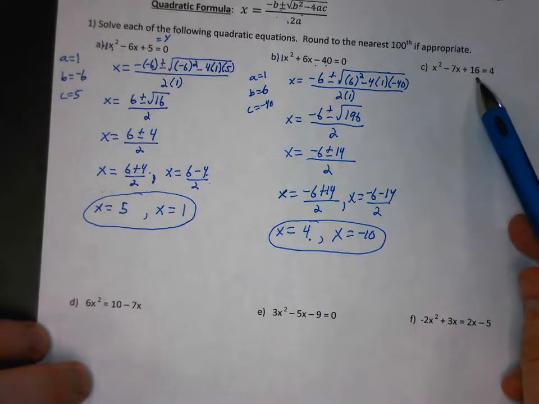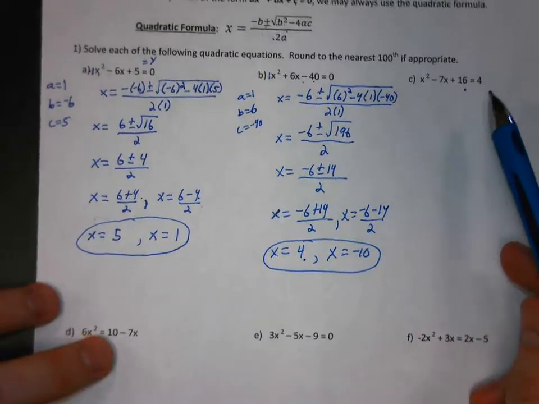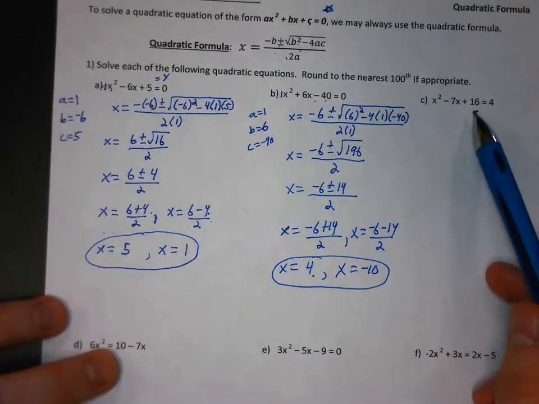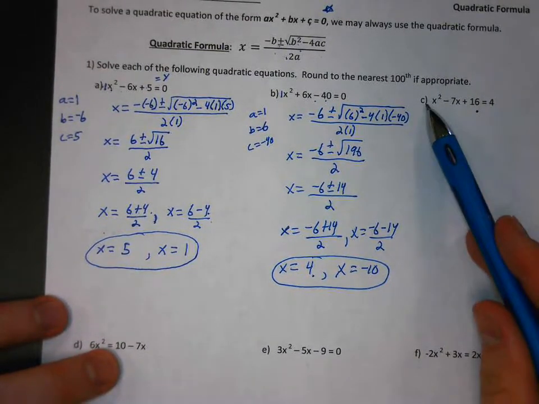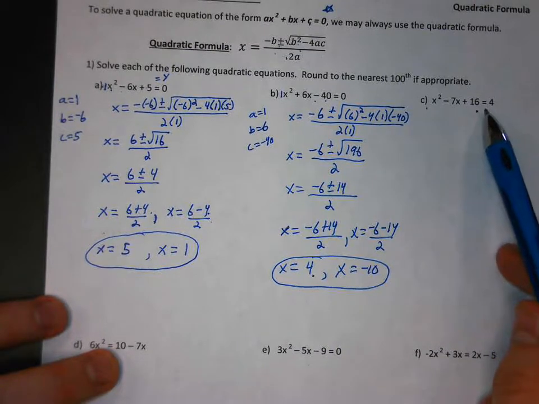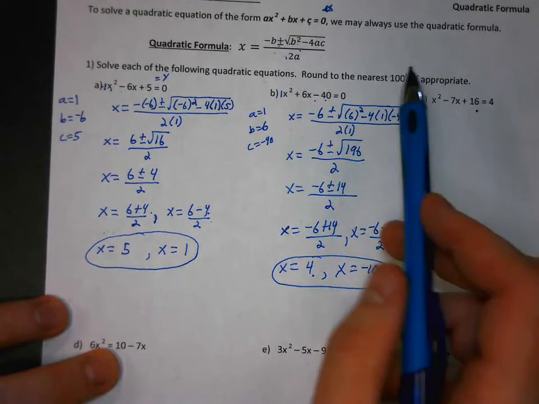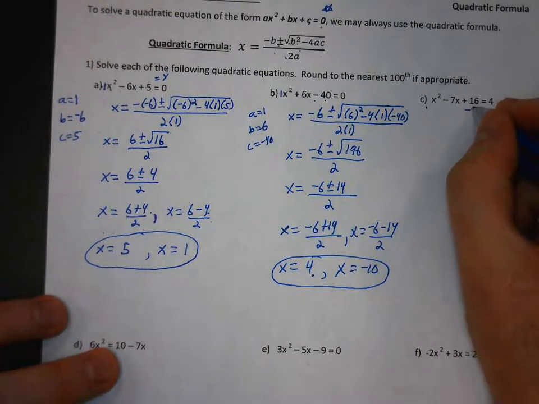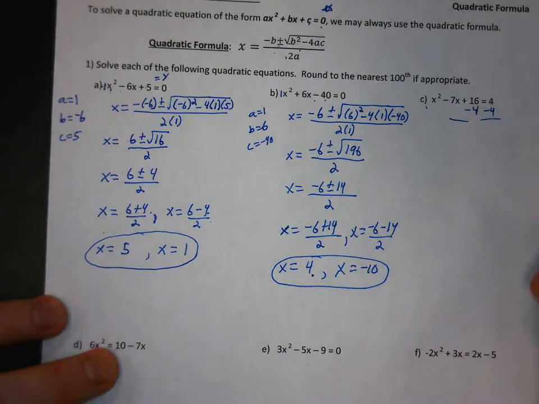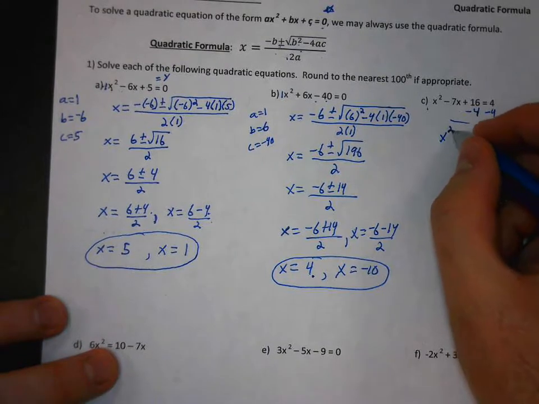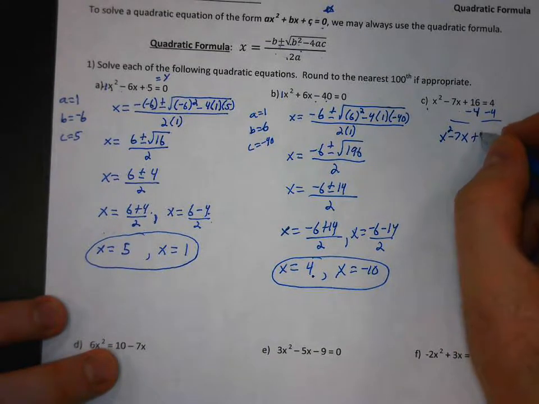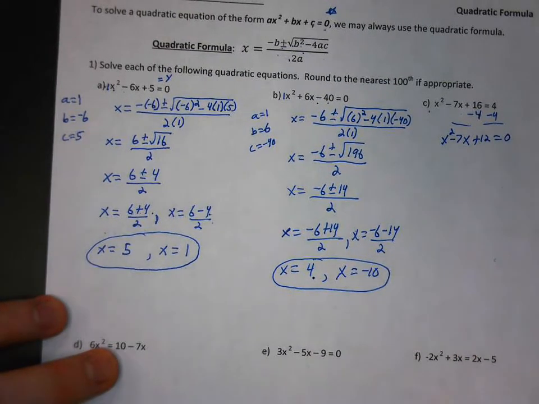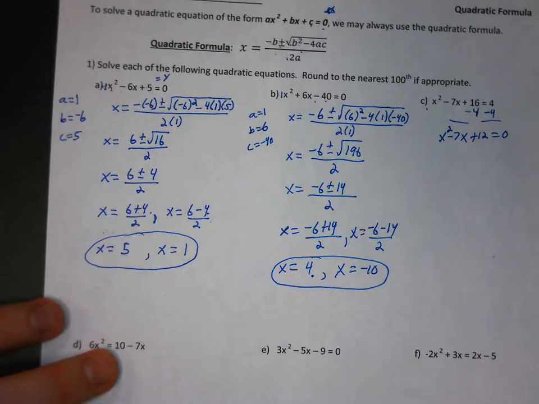Okay, part C. Notice in this one, when we look at is it in the proper form or not, we have ax squared plus bx plus c equals 4, not 0. We have to have it equal to 0. That's extremely important. So what we need to do is subtract 4 first on this one. So we're going to work with x squared minus 7x plus 12 equals 0. So you have to get it equal to 0 first.